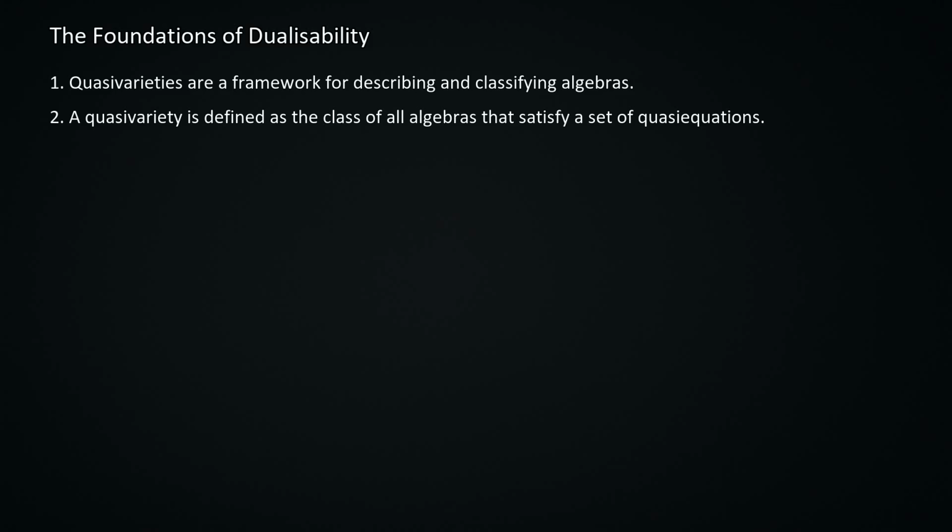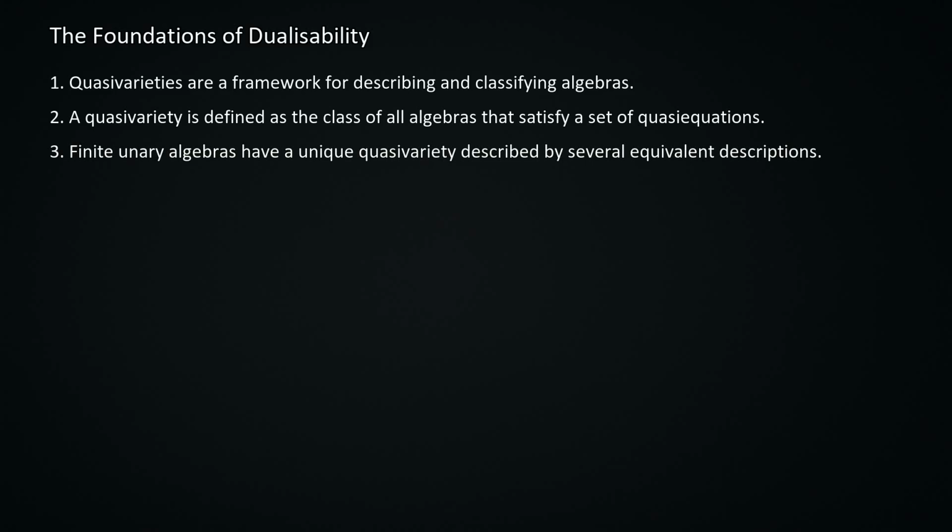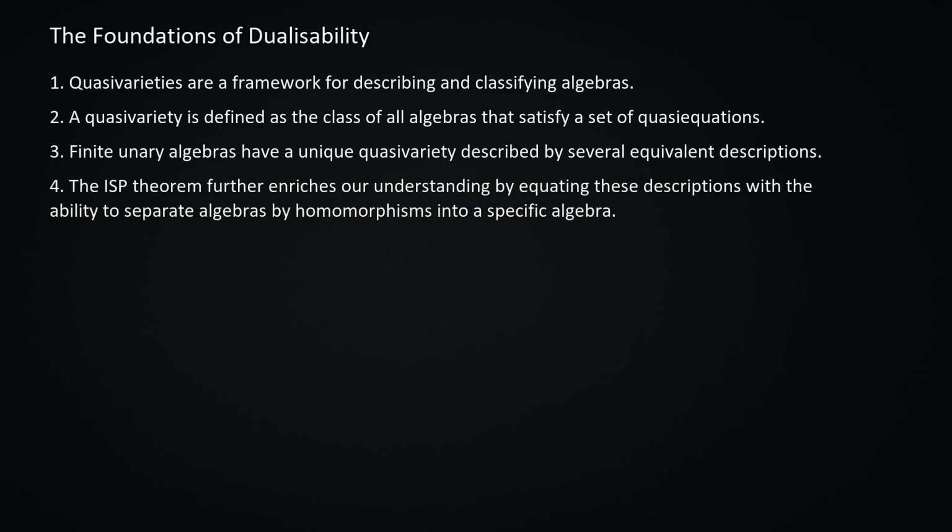and variables. For a finite Unary algebra M, its quasivariety, Q(M), is described by several equivalent descriptions: as homomorphic images, subalgebras, and products, as satisfying the cancellative law for semigroups, or as satisfying a set of quasi-equations. The ISP theorem further enriches our understanding by equating these descriptions with the ability to separate algebras by homomorphisms into M. One of the most striking examples of dualisability in Unary Algebras is the small algebra QL, whose quasivariety, ISP(QL), is equivalent to the category of all Q-graphs.